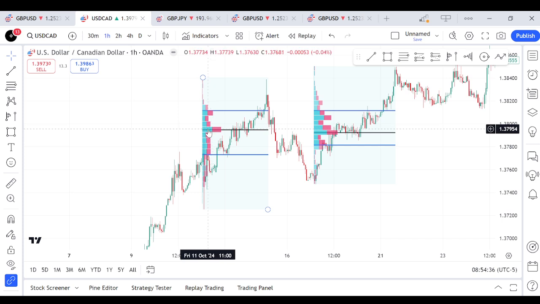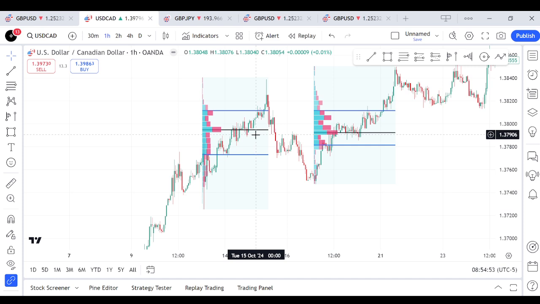And this is the point of control, the black line, which is the highest. It has the highest volume of trades. That point was where the highest volume of trades occurred within that time period. So it's often seen as a significant level where buyers and sellers are in agreement, and it can be used for support and resistance levels.